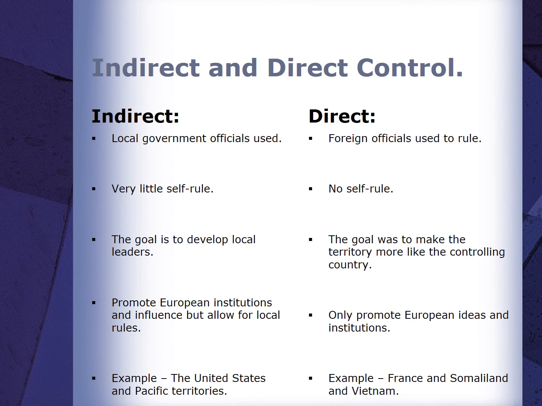So the goal was ultimately to make the territory more like the controlling country. So, for example, you see down there at the bottom, we have an example, France and Somaliland and Vietnam. France wanted to make those areas more like France, okay? Also, with that said, they were only going to promote European ideas and institutions. So they don't really want these native or territorial ways of thinking going on anymore. They want these people and these governments that they're controlling to think and act like Europeans.